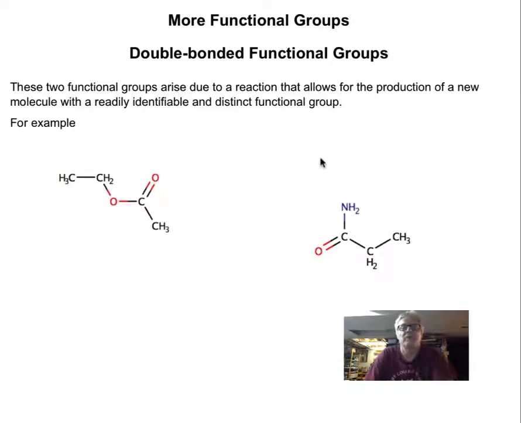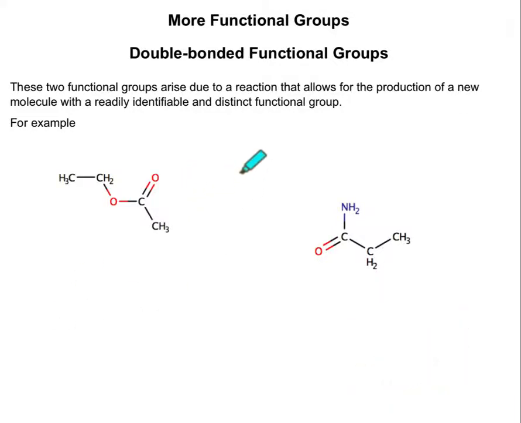Okay, so more functional groups, double bonded functional groups still. Two final types of functional group, and these are the esters and amides. These molecules both come about due to a reaction with a carboxylic acid and either an alcohol, as is the case with an ester, or an amine, as is the case with an amide.